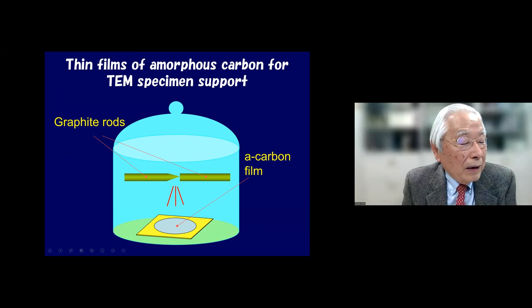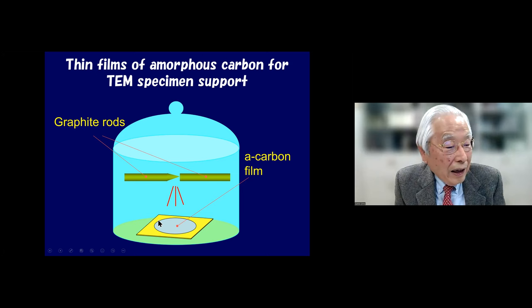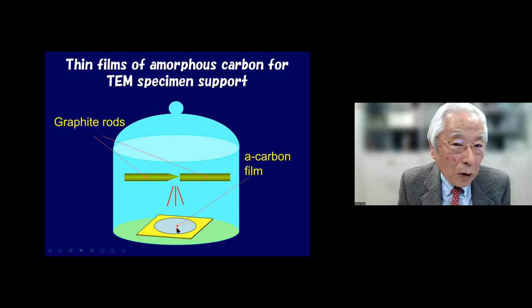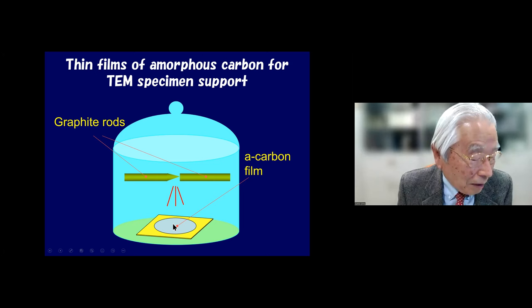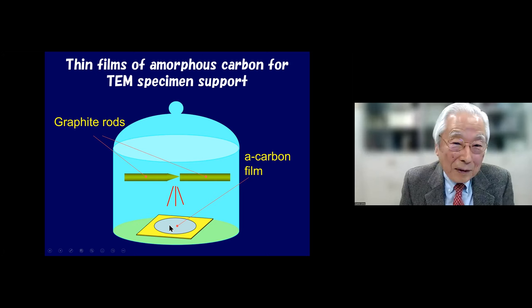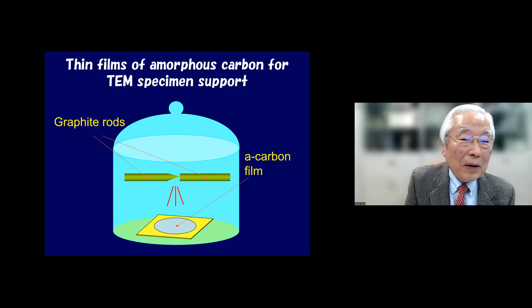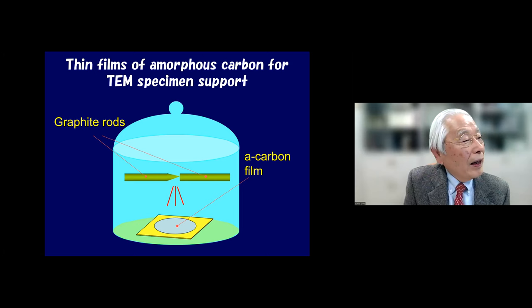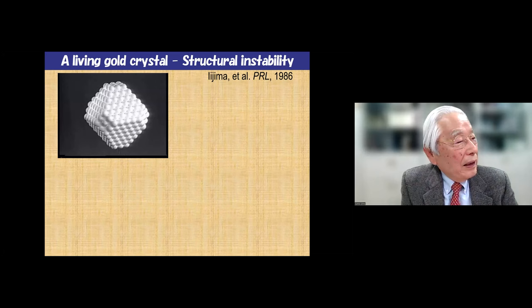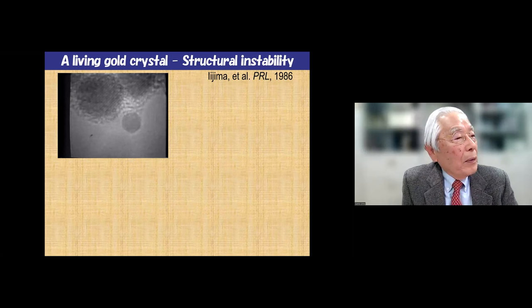Interestingly, all these onions and elongated graphitic structures were found in the conventional amorphous carbon film. Microscopists use this amorphous carbon as the specimen supporting film. I closely checked every film, and I saw these onion structures and other graphitic structures. So that was very lucky, that I could see them. All right. So next, I left Arizona, and this is about the structural instability of gold.